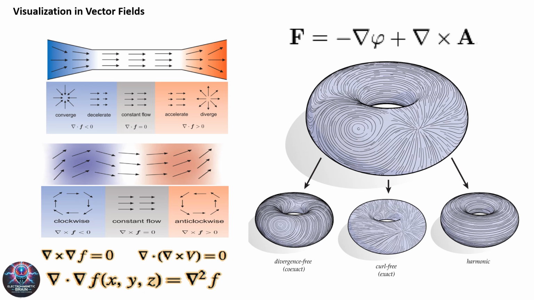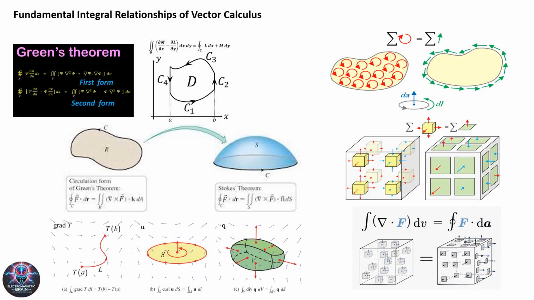Understanding these operations and their decomposition is crucial in electromagnetics, as it allows us to break down complex vector fields into simpler, more manageable components. By analyzing these components individually, particularly in the context of electromagnetic fields, we can better understand and solve complex problems involving the interactions of electric and magnetic fields in space.